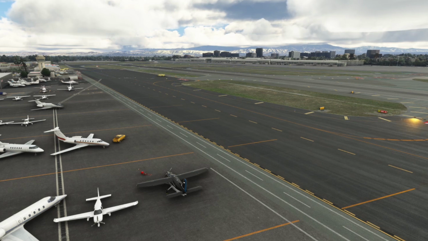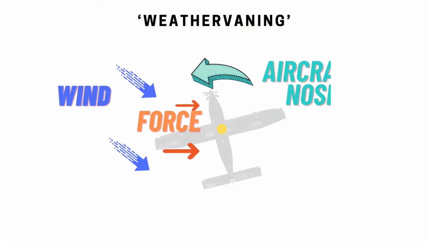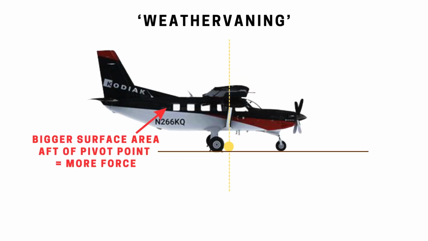And because that force is greater than that forward of the pivot point, that means it will have the effect of pushing the tail of the aircraft more than it pushes the nose, which means the nose pivots into the wind. And this little diagram here helps illustrate what I'm talking about. So you can see the wind, that differential force, and how the nose will then turn. You can see here, greater surface area.